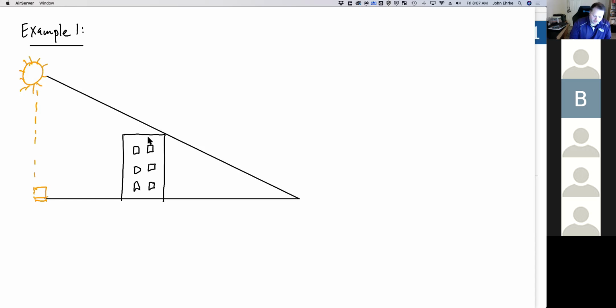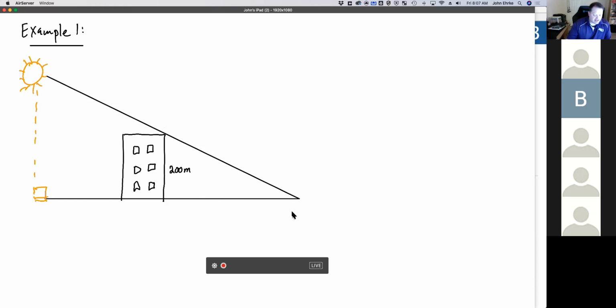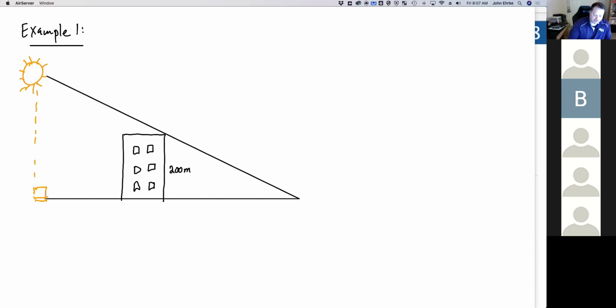You're told that the building is 200 meters tall. That is a static length. So if you're looking at this triangle, this side always stays 200. But you can see that as the sun rises higher, so you might have a situation where the sun is really high up, the shadow length is going to decrease. So this side over here is the length of the shadow.